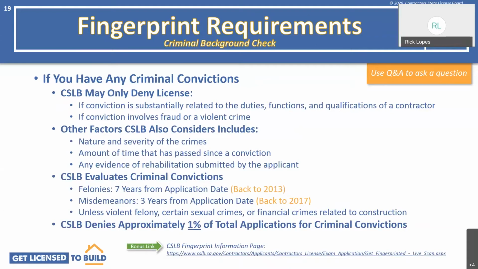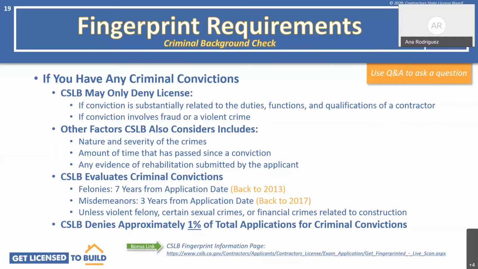So what happens if you have any criminal convictions? CSLB may deny your license for the following reasons. First, if your conviction is substantially related to the duties, functions, and qualifications of a contractor. Also, if your conviction involves fraud or a violent crime. There are other factors CSLB also takes into consideration. They are the nature and severity of the crimes, the amount of time that has passed since a conviction, and any evidence of rehabilitation that you submit to CSLB.